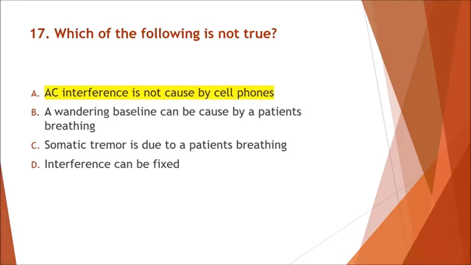And the answer is A, AC interference is not caused by cell phones. Well, AC interference can be caused by cell phones, so that is not true. A wandering baseline can be caused by a patient's breathing, yes. Somatic tremor can be caused by a patient's breathing, yes. Interference can be fixed, yes. So the correct answer here would be A.